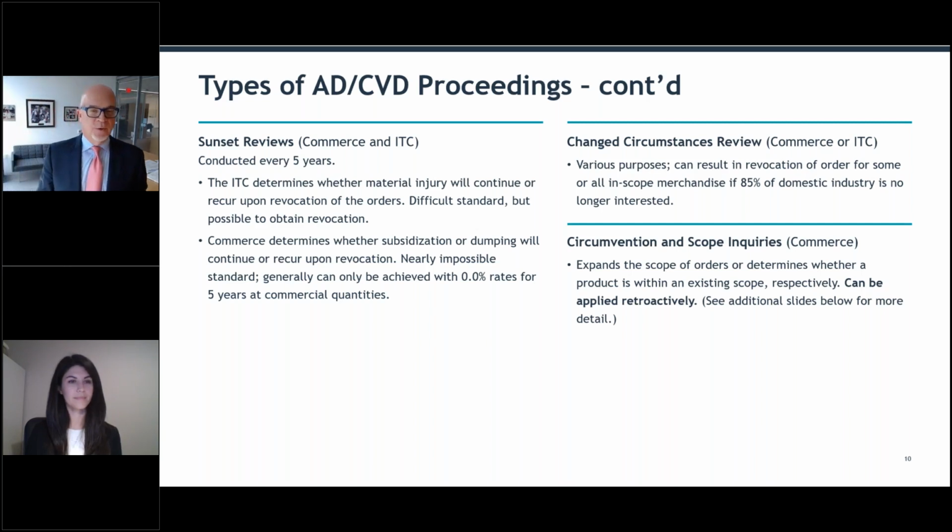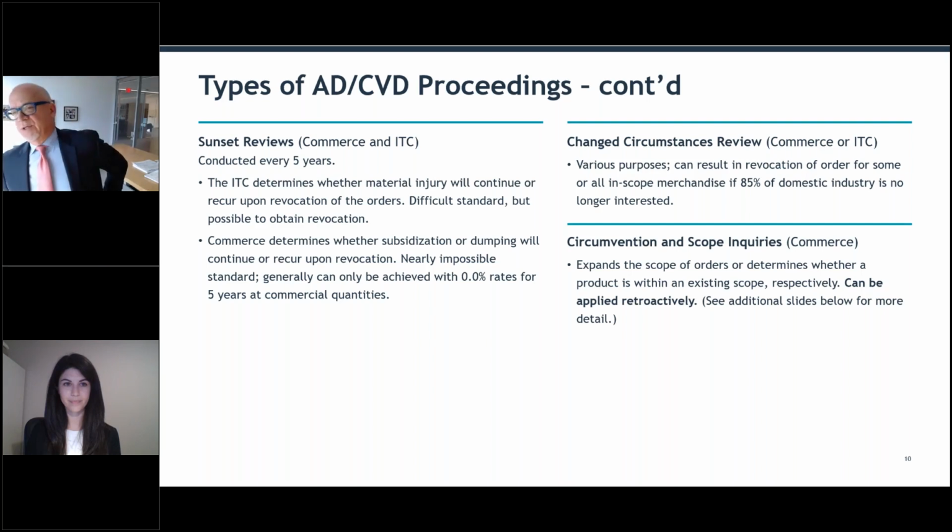So very difficult to win. The ITC, in the injury analysis, looks at whether or not injury is likely to continue or recur in the absence of an order, and that's difficult but not impossible to overcome. And so that's one way in which these orders will go away. But there are examples of orders that have been in place for decades. So it's possible that you're working in a particular industry where you're facing these duties for a long period of time.